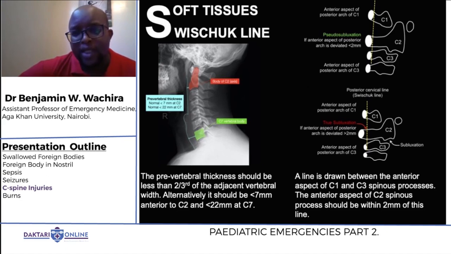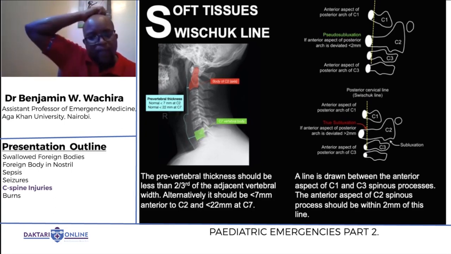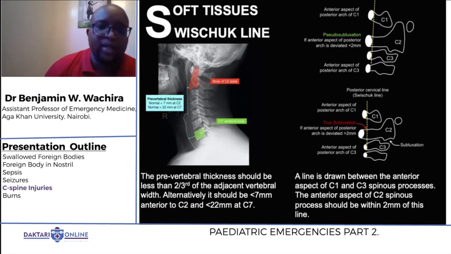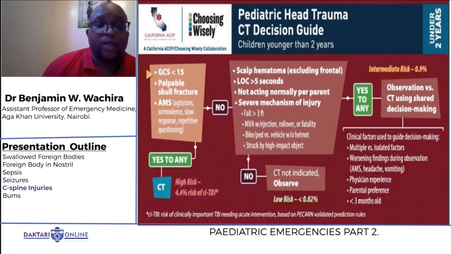There's also the issue of subluxation that you need to worry about. This is the posterior spinous processes, the anterior. So this is normal, okay? Sometimes you'll see the C2 anterior aspect of the posterior arc is deviated less than 2 millimeters, that's fine. But you can see this has moved a bit. If this is more than 2 millimeters, then you worry about subluxation of C2, which is quite common again in pediatric C-spine injuries.